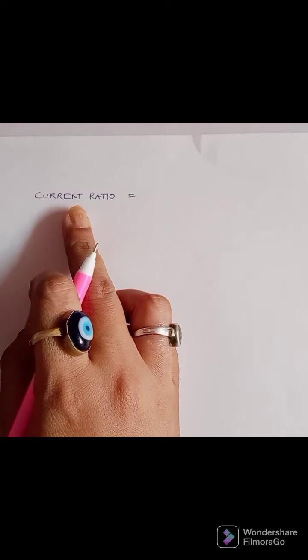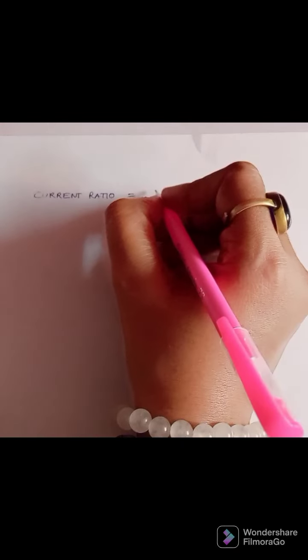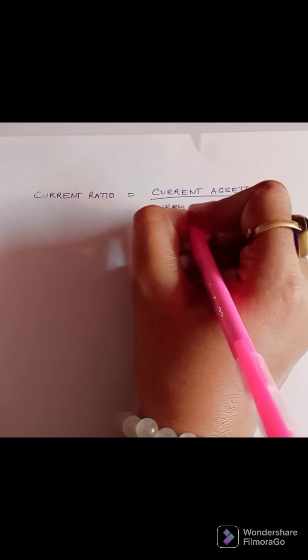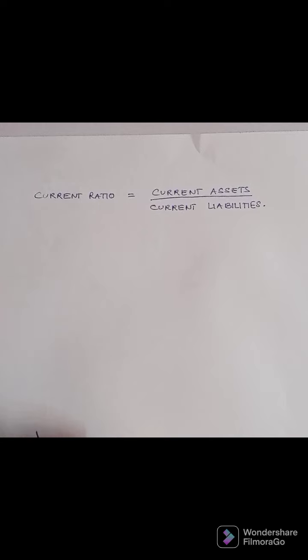Now what is current ratio? The formula that we will use is current assets divided by current liabilities. Now current assets, you can have trade receivables. Trade receivables means you will have debtors, you will have bills receivable. But when we talk about debtors, we will deduct the provision for bad debts part.